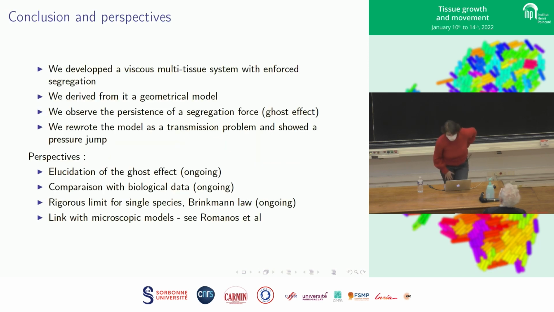And so to conclude, we developed a viscous multi-tissue model with enforced segregation. We derived from it a geometrical model. And what's interesting is that we observed the persistence of a segregation force. And we rewrote this model as a transmission problem. From this, we have one qualitative property, that is the pressure jump at the frontier. Of course, there is still some work. We are working on elucidating this ghost effect, in particular linking it with the initial condition before the limit.